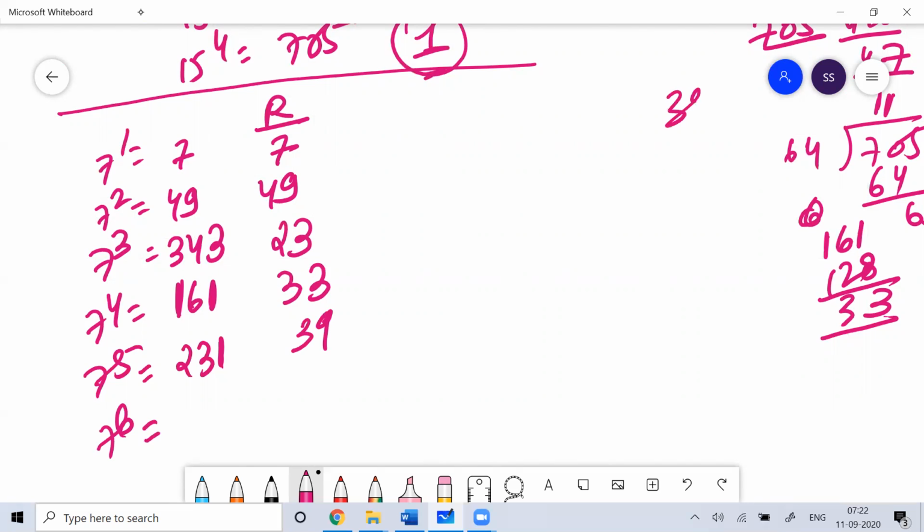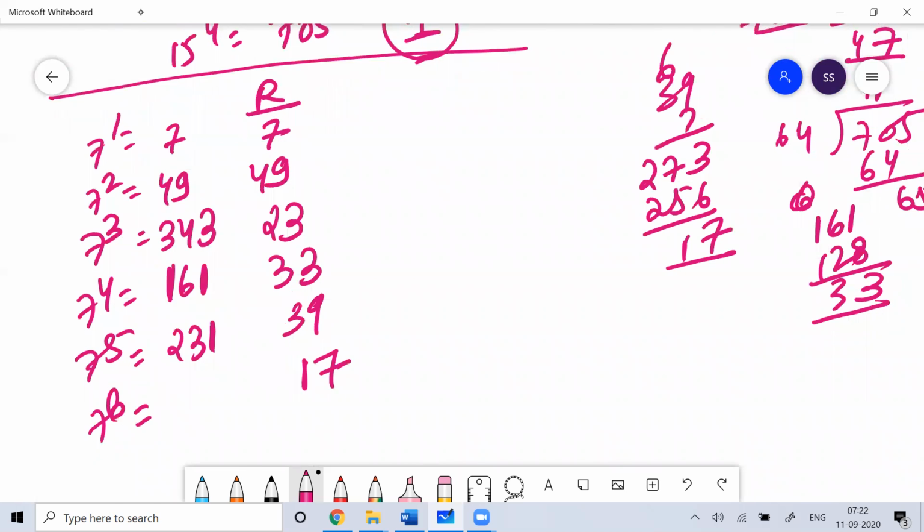Then 7 to the power 6. 39 sevens are 273. So 273, if you check with 64, 64 fours is 256. So this is 17, so you get a remainder called 17.